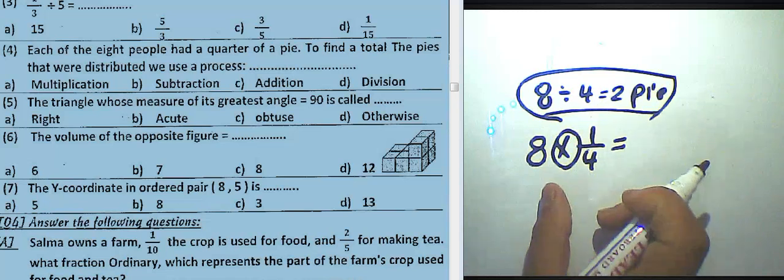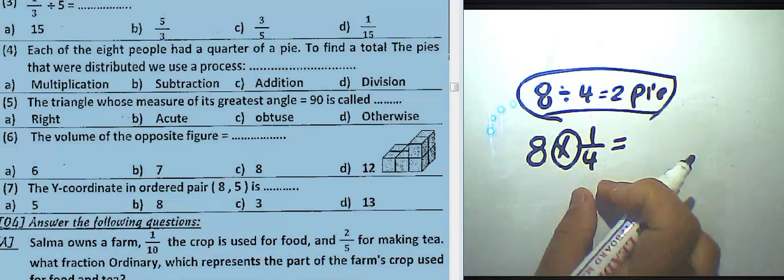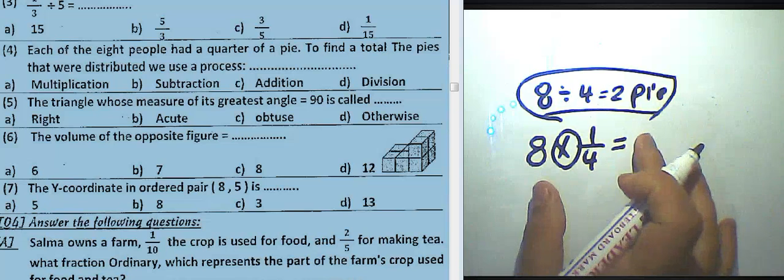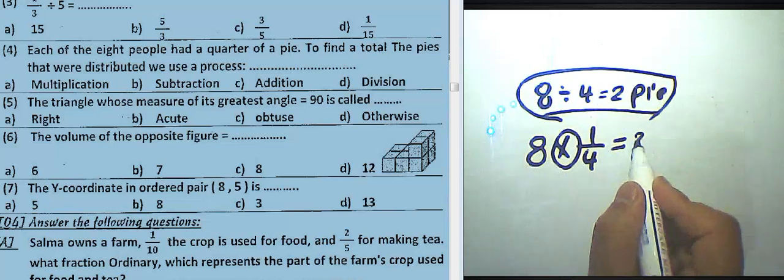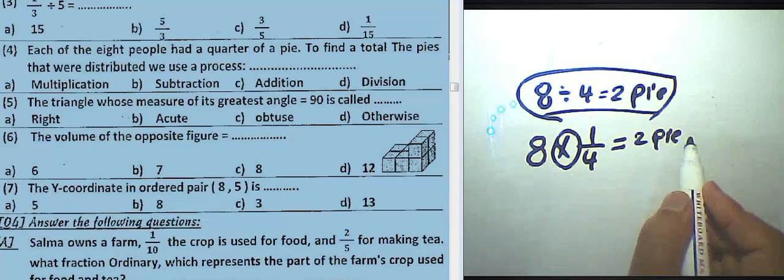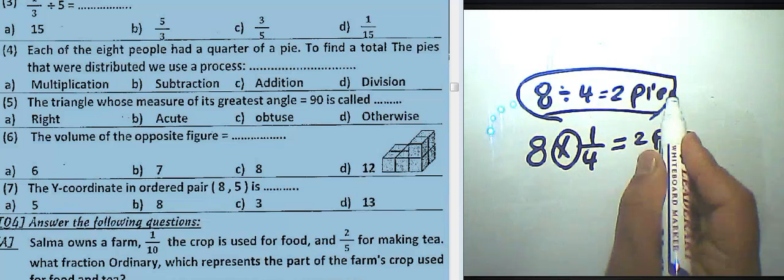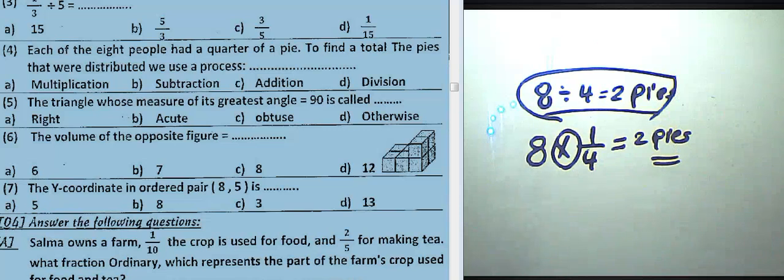He asked about the relation between 8 people and a quarter B. We can find the number of B by multiplying 8 by 4. It will be 2B. Okay, 2B. Then we must choose letter A, multiplication. We use multiplication here.